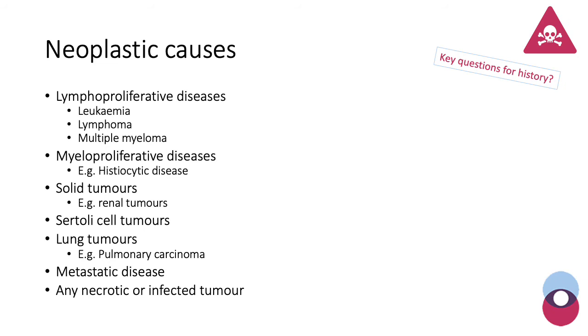Then moving on to neoplastic causes, and again, I think it's important to consider whether there are any key questions in the history that can help you decide whether it's more likely that the presenting animal with an increase in temperature has a neoplastic cause. Of the most common causes that can cause an increase in temperature, lymphoproliferative diseases such as leukemia, lymphoma, and multiple myeloma are probably the most common, but any type of necrotic and infected tumor can cause an increase in temperature.